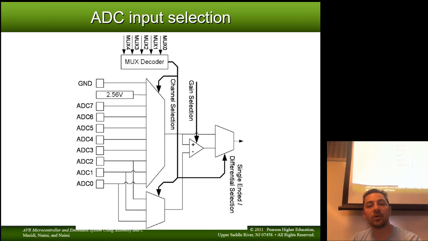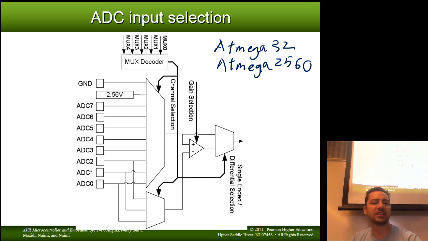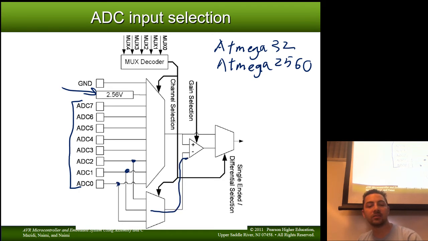This is for the ATmega 32, and something very similar exists on the Mega 2560. Okay, you still have 8 analog inputs. The band gap reference is a little changed, but some of them have multiple purposes. We can use these as part of a differential chain.